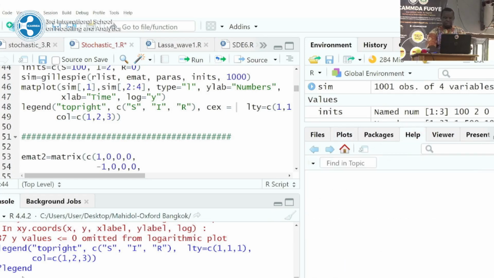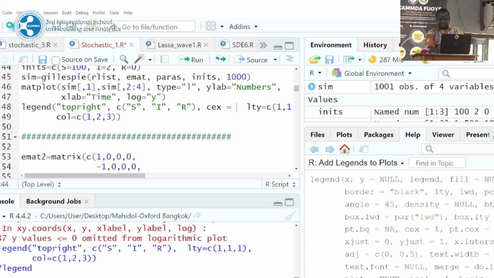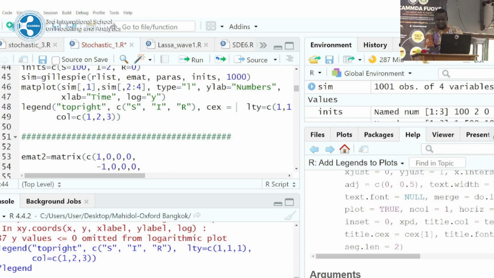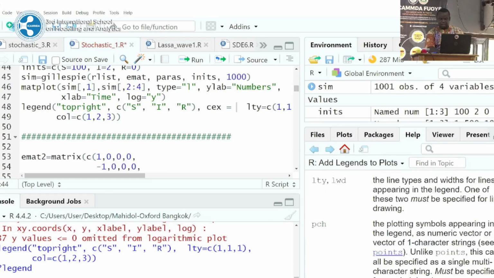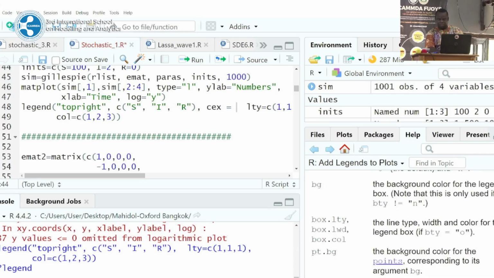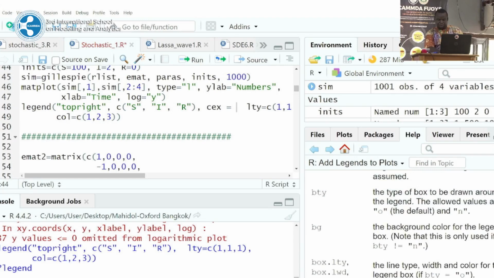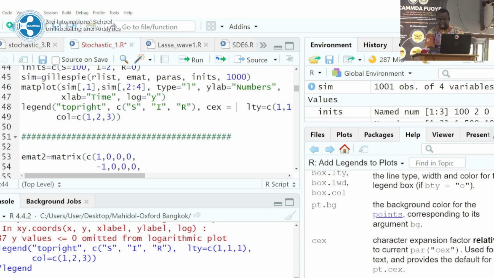You can find out what are the things you need to see inside. So these are various arguments. Some of them we have used, some of them we didn't use because it's not everything we need. I need this one now because I need to reduce the character. I need the character expansion factor, for text. So I'm going to use this. I can start with 0.1 depending on what I want to see.